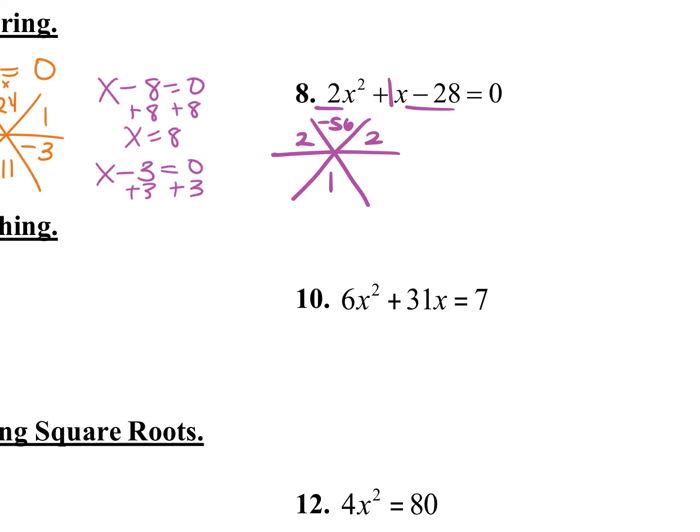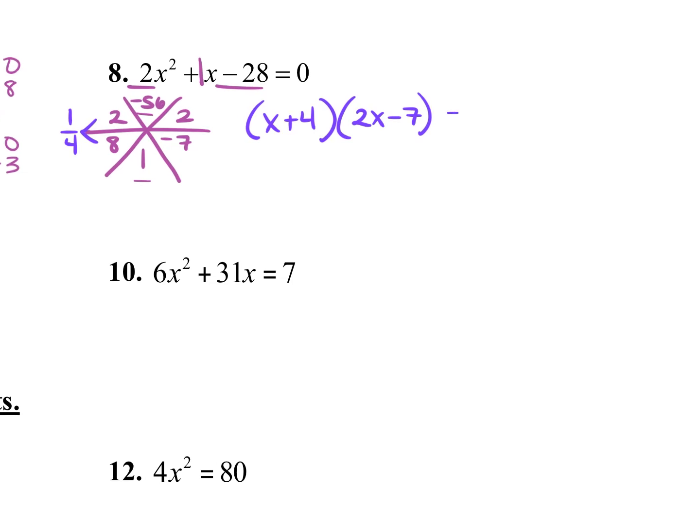Okay. What can you multiply to get a negative that you can add to get a positive? Is this going to be positive, positive, negative, negative, or positive, negative? Positive, negative. Okay. What did you get? 8, negative 7. 8 and negative 7. And then you just have to make sure on these that you reduce. So 2 over 8 is 1 over 4. So that's going to be x plus 4. And then 2x minus 7 equals 0. What do you do from there?